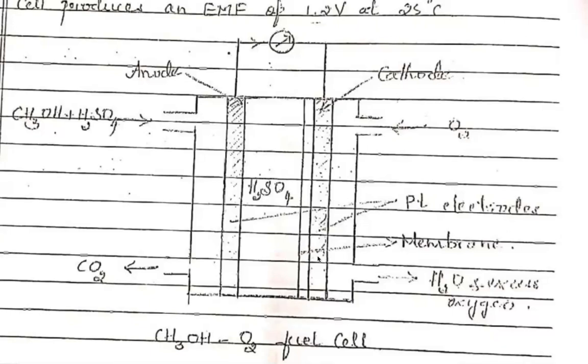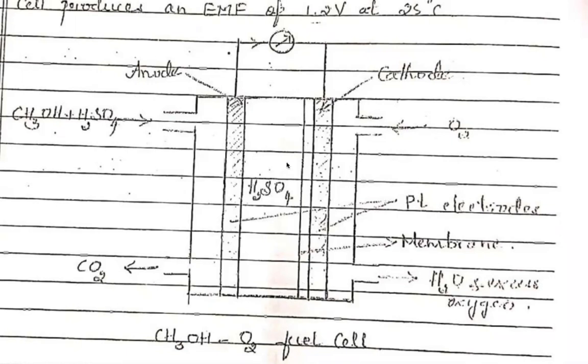So construction, I hope you understood. We have two electrodes, anode and cathode, which are made of platinum. Fuel is circulated; fuel is nothing but methanol mixed with H2SO4. We are supplying it at the anode compartment, and oxygen, which is the oxidant, is passed through the cathode compartment. Sulfuric acid is used as the electrolyte. Both the anode and the cathode electrodes are made of platinum. And a membrane is inserted near this cathode.